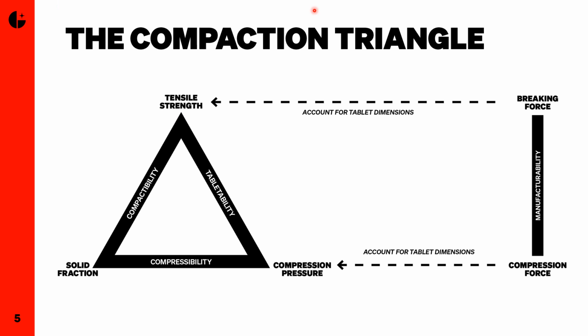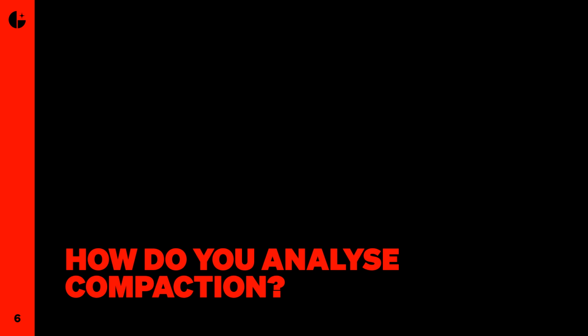I should say, if you're not familiar with the term solid fraction, it can be easier to think of it as the inverse of porosity. A tablet that has a very high solid fraction is going to have a low porosity. So a tablet with a solid fraction of 1 has 0 pores, or 0.9 would have 10% porosity. That is why you analyze compaction.